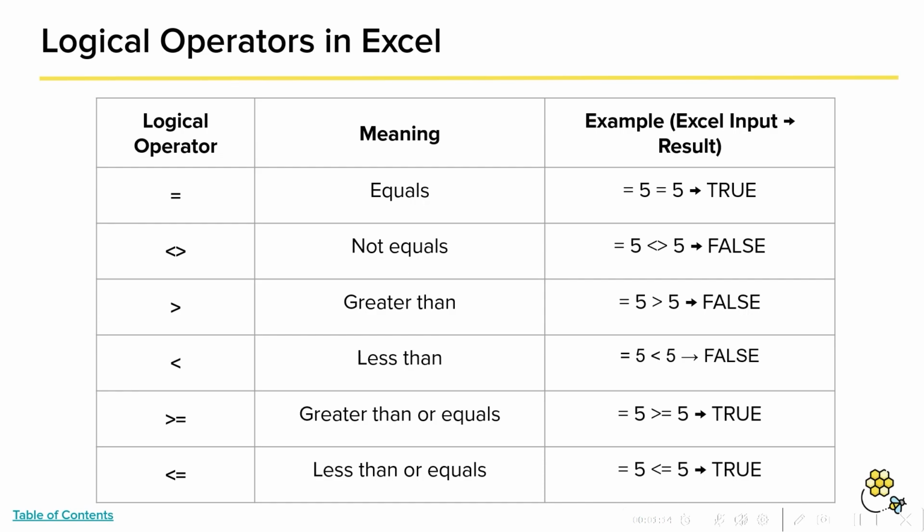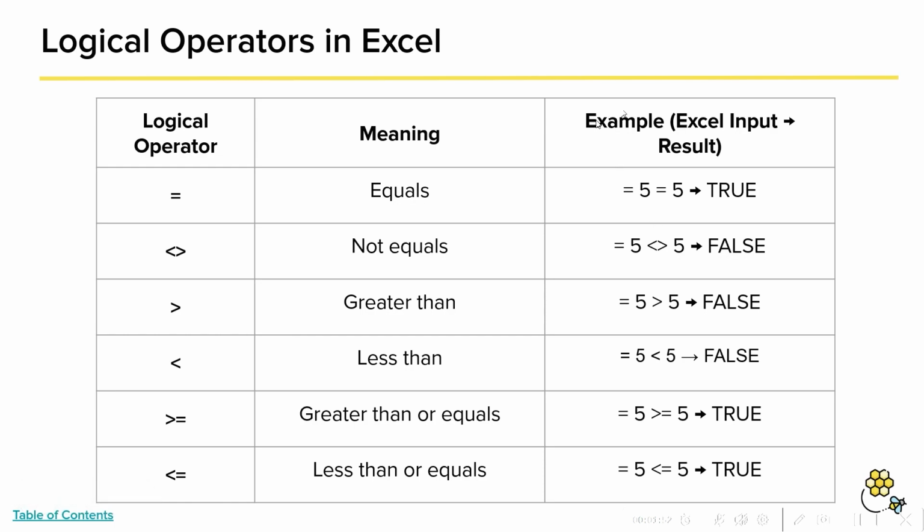Logical operators allow you to perform a comparison between two items, and then they return a Boolean value, true or false. Quickly going over the most important logical operators, equals means equals, two angle brackets facing each other means not equals, angle bracket opening to the left is greater than, angle bracket opening to the right is less than, then the angle bracket with the equal sign is greater than or equals, and then the angle bracket opening to the right with the equal sign is less than or equals to.